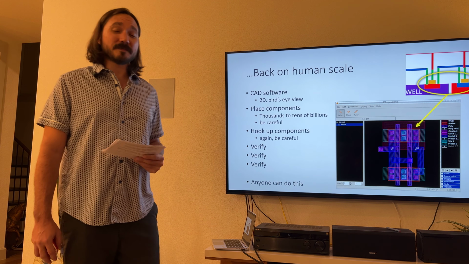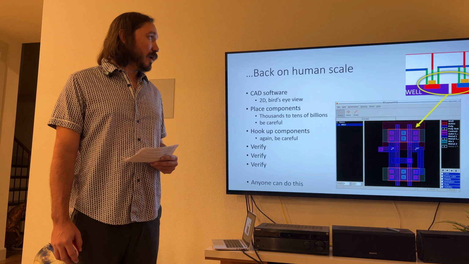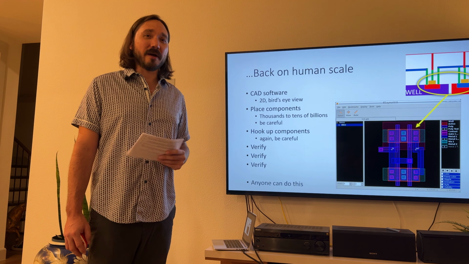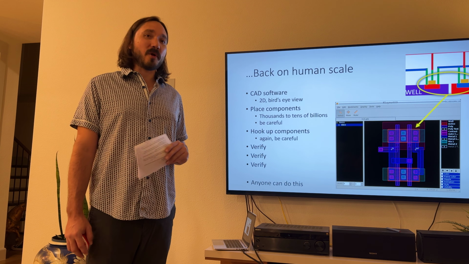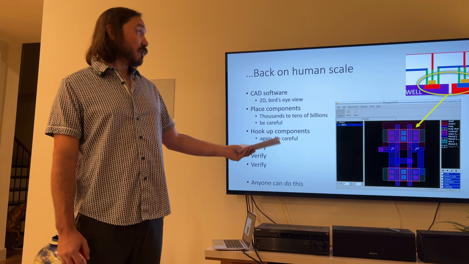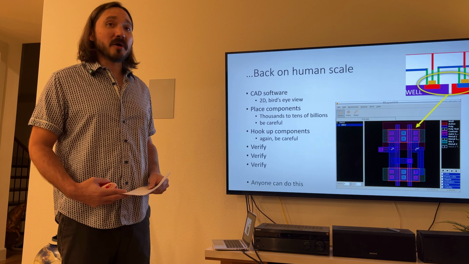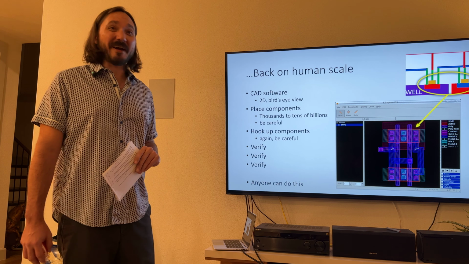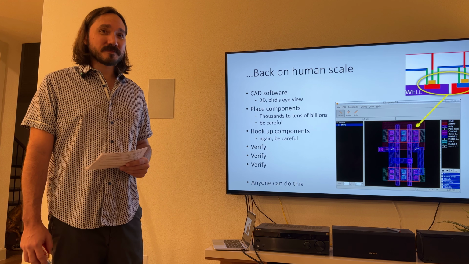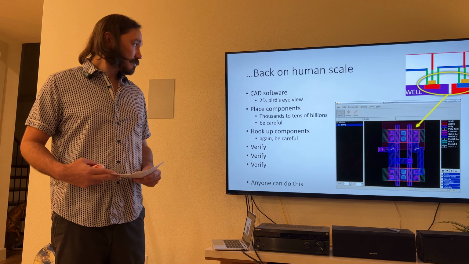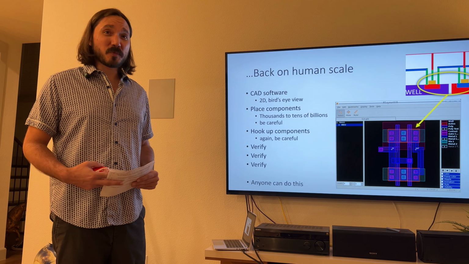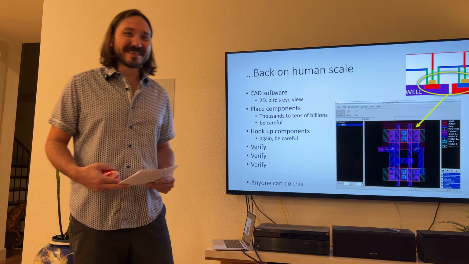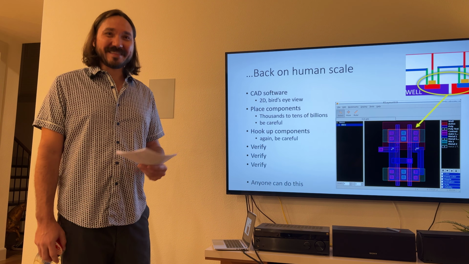So what does this mean for me on a day-to-day basis? Well, I draw these in a program, CAD type software, that uses a 2D bird's eye view, much like what you see here. We place components, tens of thousands of them, very carefully and very specifically, following rules. Then we connect them with our metals, run verifications on them, run verifications on the verifications, and then run some more just to be sure. And there you go. That's how your phone works.